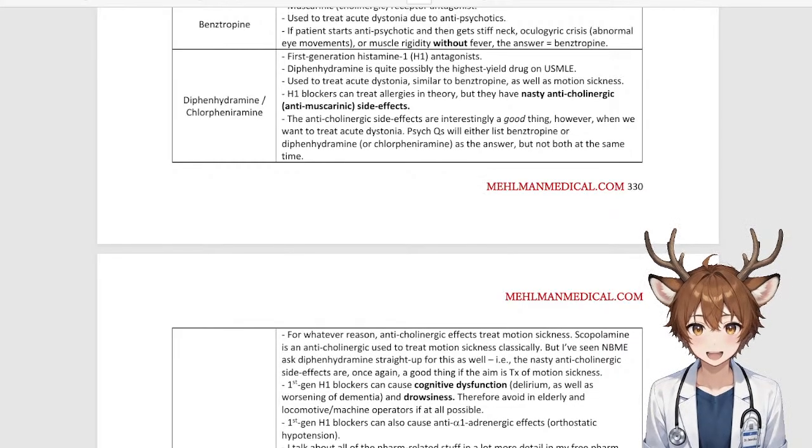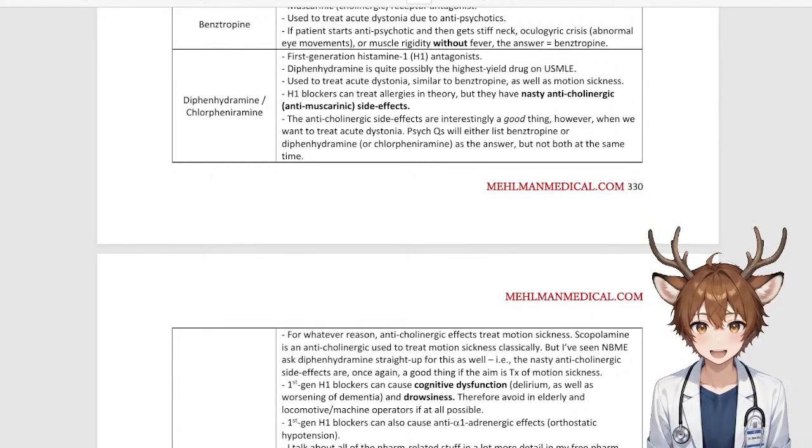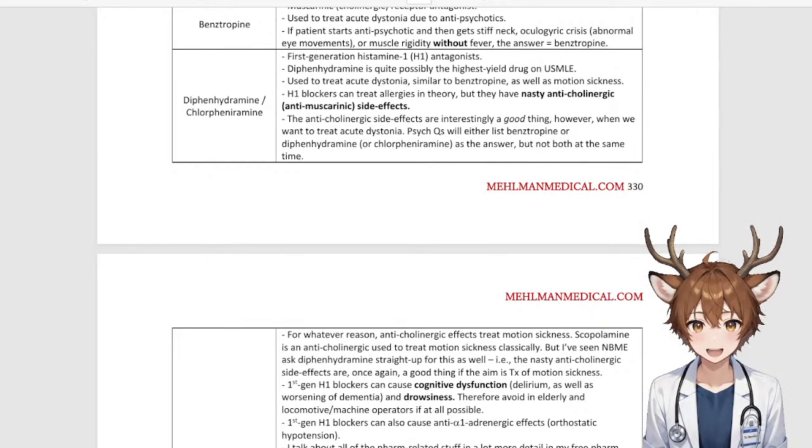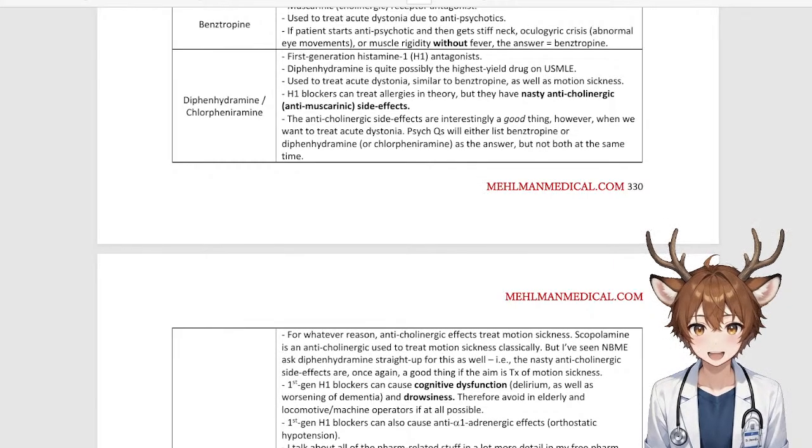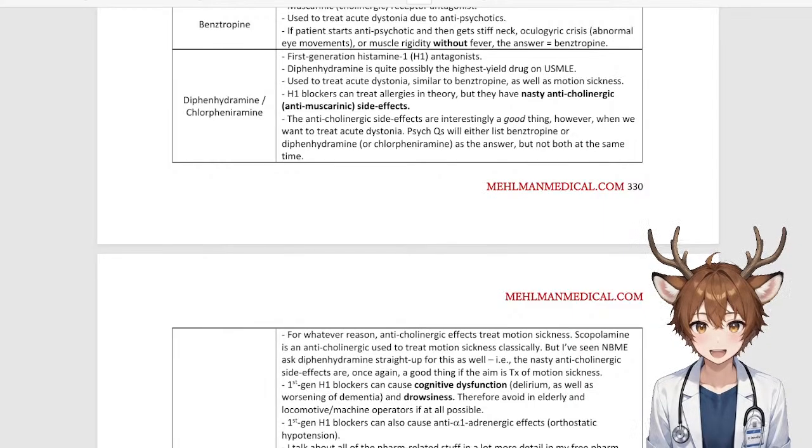First gen H1 blockers can also cause anti-alpha-1 adrenergic effects, such as orthostatic hypotension. I talked about this and the pharm-related stuff in a lot more detail in my free pharm modules on the website.